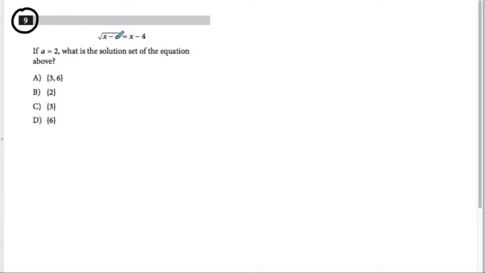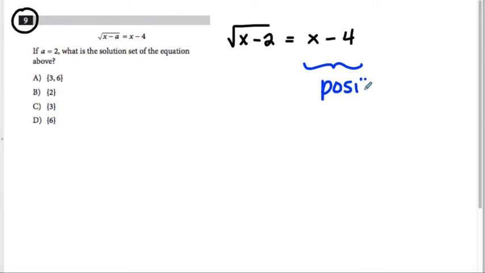I looked at it and I saw x minus a, the square root of x minus a, equal to x minus 4. If a equals 2, what is the solution set of the equation above? So I decided I was going to put in 2. So I had the square root of x minus 2 equals x minus 4. Now I know, because this is a square root, that anything that comes out of it has to yield a positive number. So I always want to think about that as I'm working through here. So if I use the answers, I'm probably going to use maybe 3 and 6 and see what happens.